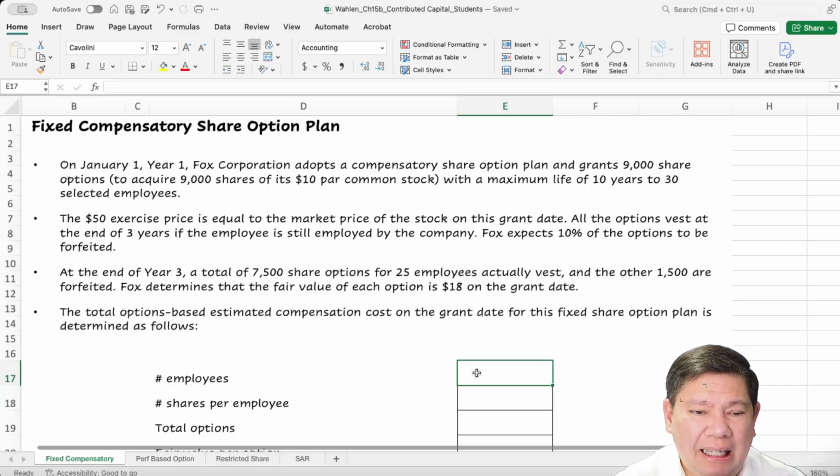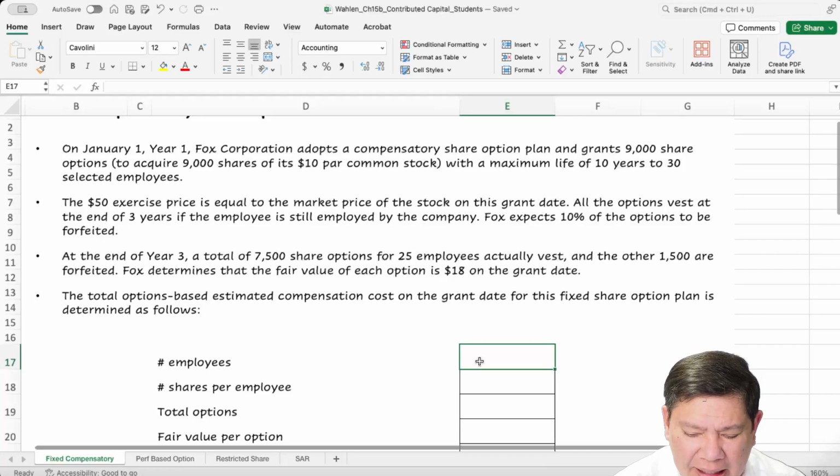At the end of year 3, the actual situation shows that only 7,500 share options for 25 employees actually vest, and the other 1,500 are forfeited. The company determines that the fair value of each option is $18 on the grant date. The total options-based compensation cost, that's what we're going to show in this video and how to calculate that.